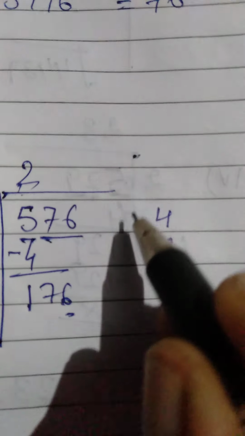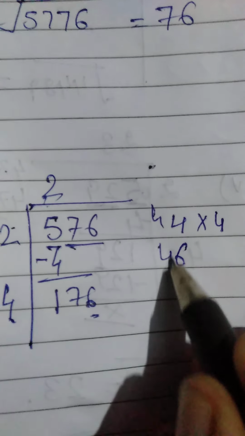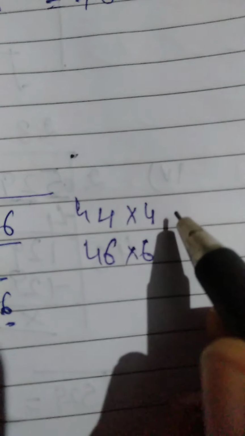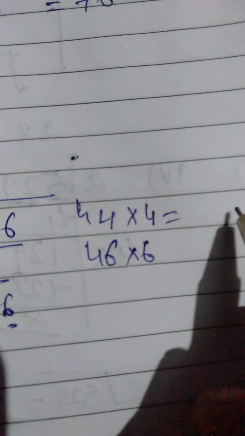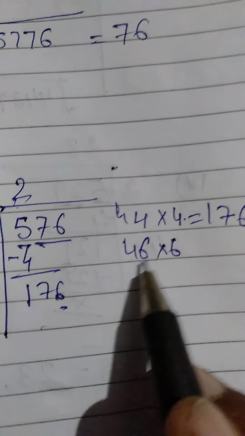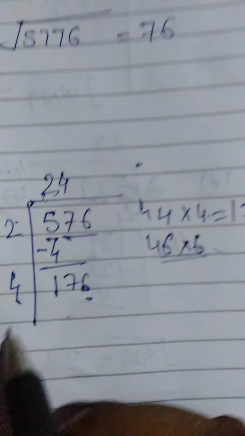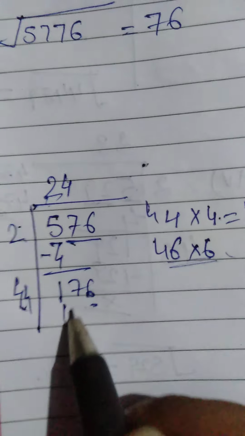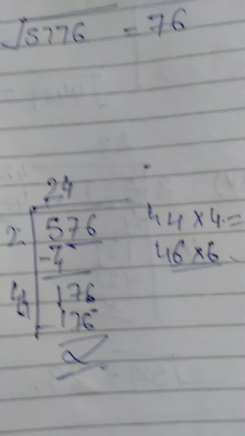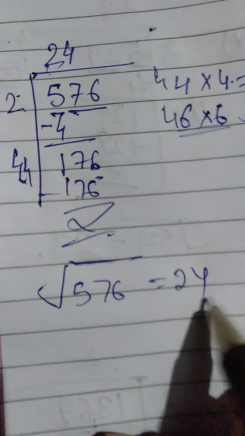If it goes at 4, then 44 multiplied by 4. If it goes at 6, then 46 multiplied by 6. Now let us check at what it goes. 4 4s are 16, 4 4s are 16 and 170. Surely it goes at 4. So we have no need to check at 6. So let us directly take it 4. So you will get 176 and a cross or 0 is there. Now you can write the square root of 576 is 24, right?